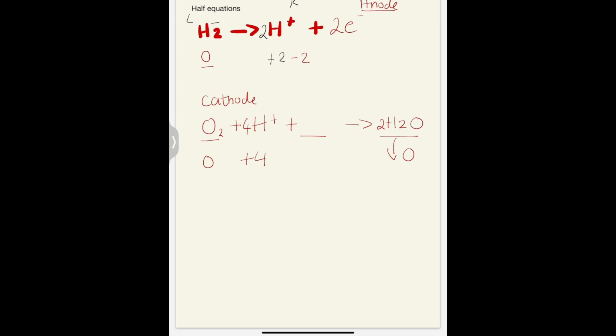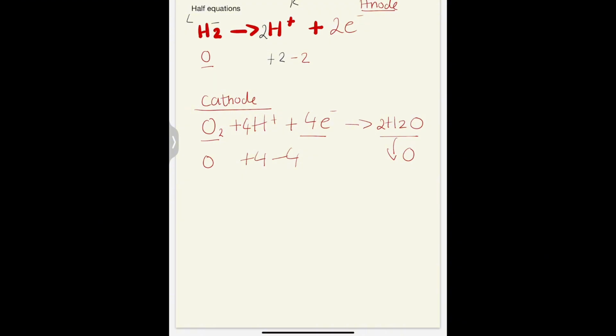So what I'm going to do now is we need to work out the number of electrons that have been gained. So everything has to equal to the lowest number, which is going to be 0. So what do we do to +4? We -4. So that's going to be 4e minus. Okay, so this is going to be your half equation at the cathode.